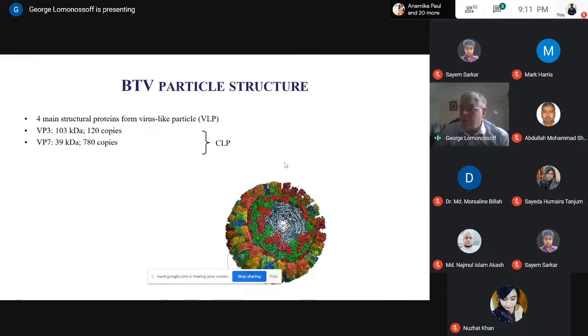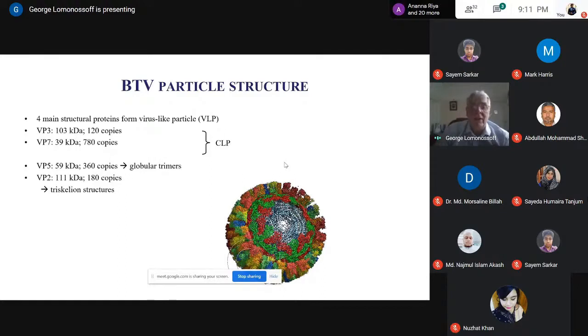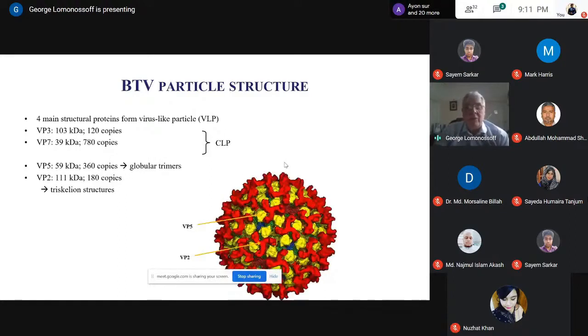But the problem is they're not very immunogenic. And so you need to put the 2 outer proteins on. These give triskelion structures on the surface to make a particle like this. There's now a high resolution structure available, but this is the overall architecture. And these are very immunogenic, but they're pH sensitive and they tend to fall apart fairly readily.